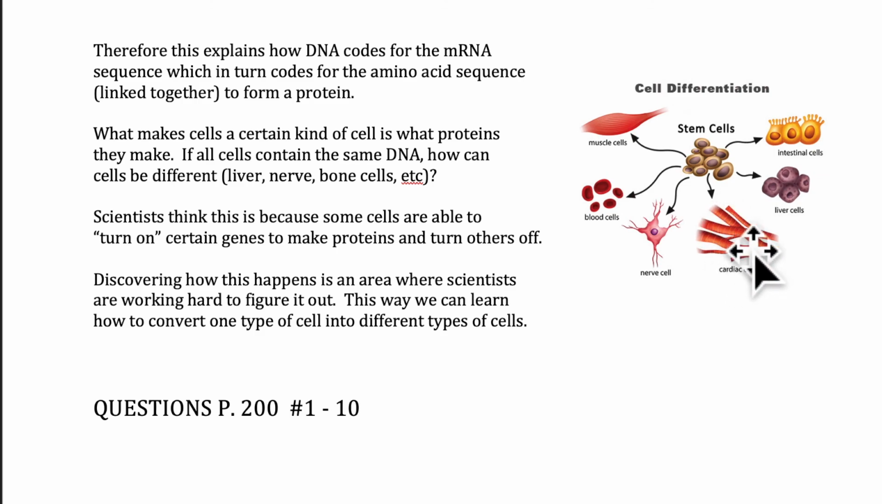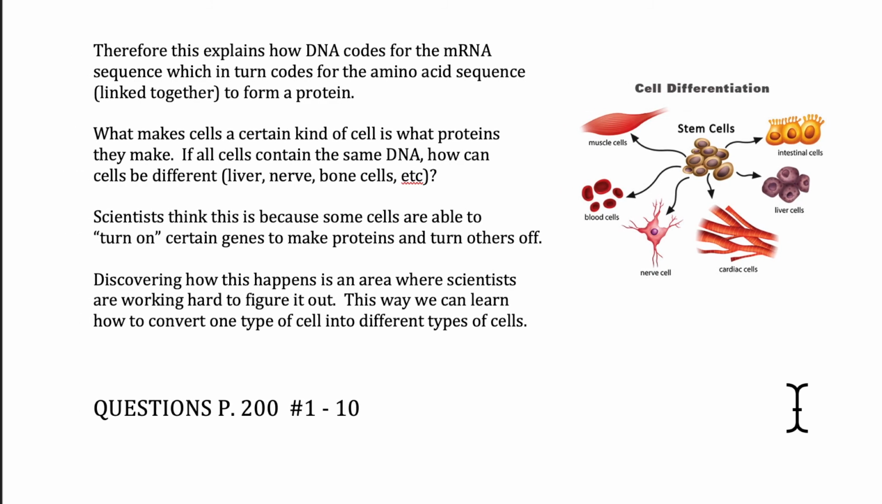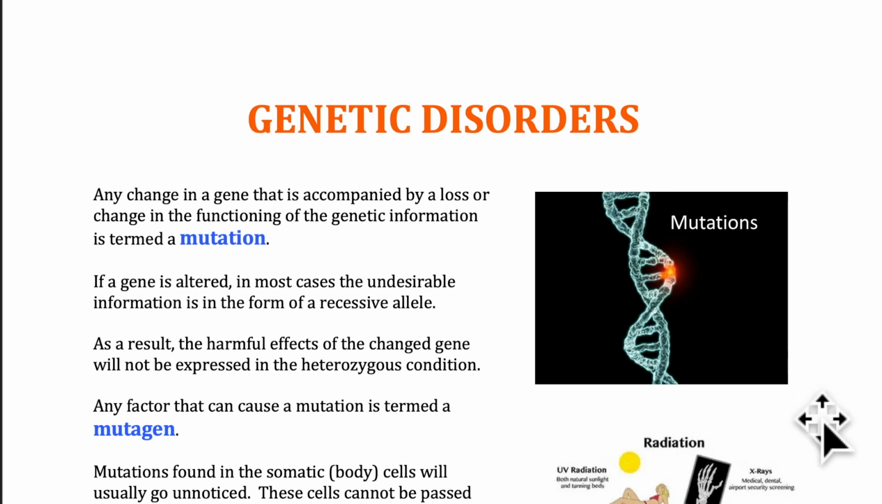The stem cells, they tell you to make different cells. So, of course, you can make liver cells, intestinal cells, cardiac cells, nerve cells, blood cells, muscle cells, whatever you need. The body just knows, and it says, okay, you need skin cells in this part of the body stat, kind of thing. Discovering how this happens is an area where scientists are working hard to figure it out. This way we can learn how to convert one type of cell into different types of cells. Of course, you might have heard of stem cell therapy. It's mainly what he's talking about there.